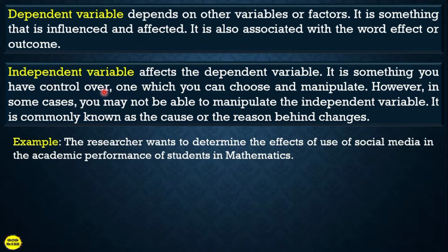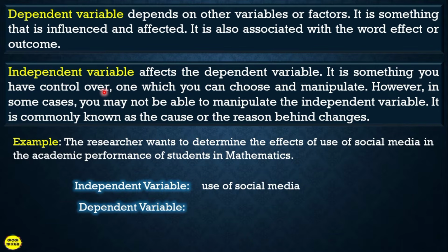So, for example, the researcher wants to determine the effects of use of social media on the academic performance of students in mathematics. So, our independent variable here is the use of social media. And the dependent variable or the result will be the academic performance. So, si academic performance, yung magiging result niyan, ay depende dun sa use of social media.